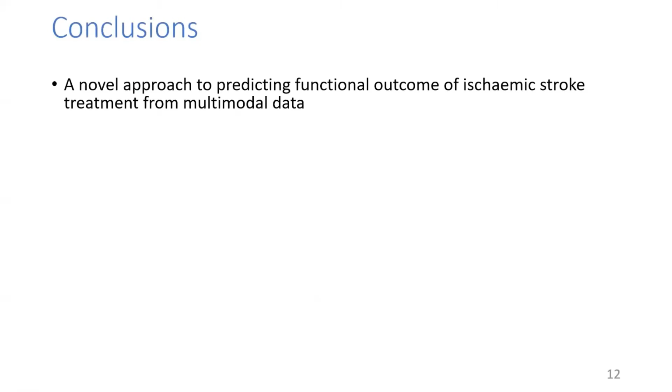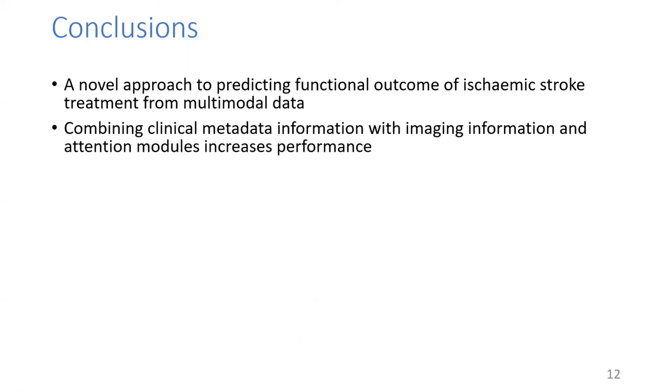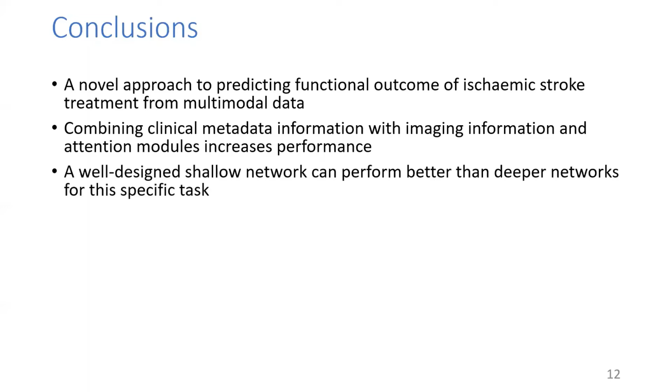To sum up, we proposed a novel approach to estimate the outcome of thrombectomy by using multimodal data. Using imaging information and clinical metadata increased the performance of the model. Also, attention modules help to improve the performance by encouraging the network to capture more discriminatory features. And in this specific task, a well-designed shallow network could outperform deeper networks like ResNet, which is the most common architecture for natural image tasks.